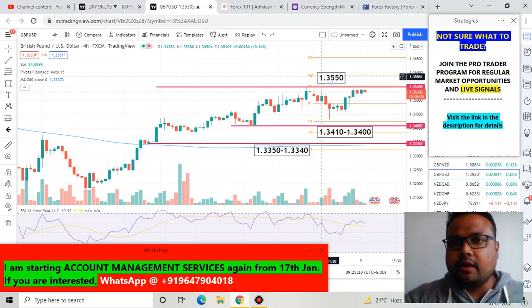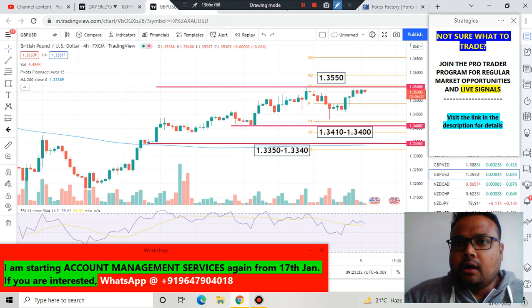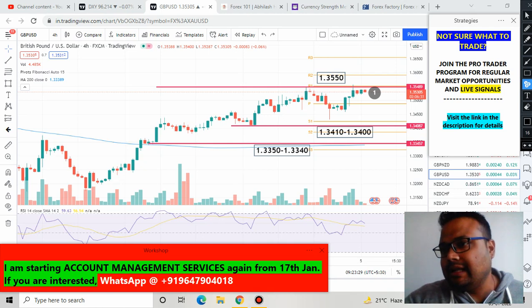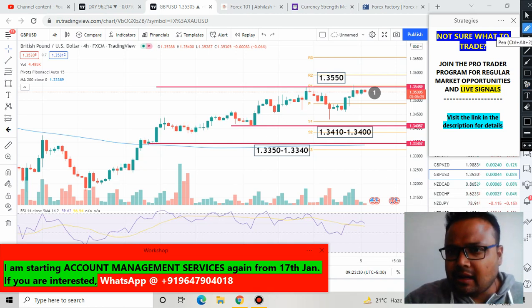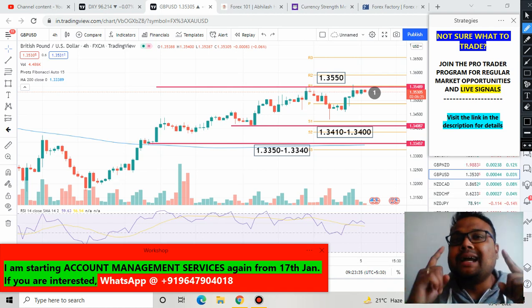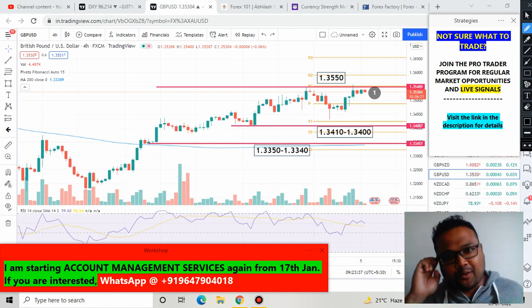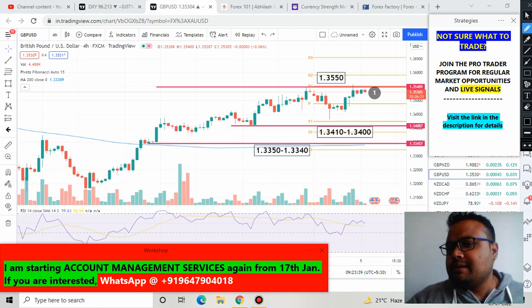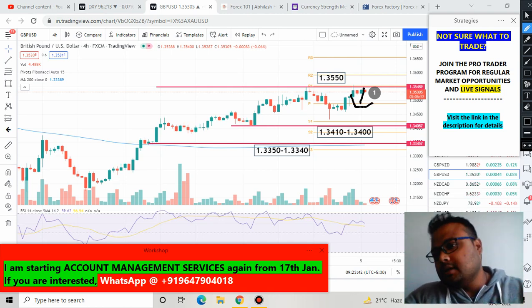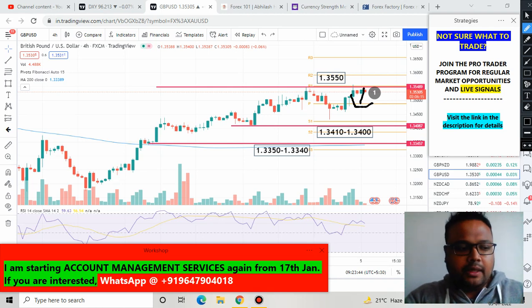First of all, if you have already taken a sell position at this level, then I'll say do not exit from the market, because there is still a battle going on between the buyers and the sellers. They are still fighting. So there is a possibility of the market going down as well. If you have taken a sell position, stay in the trade.